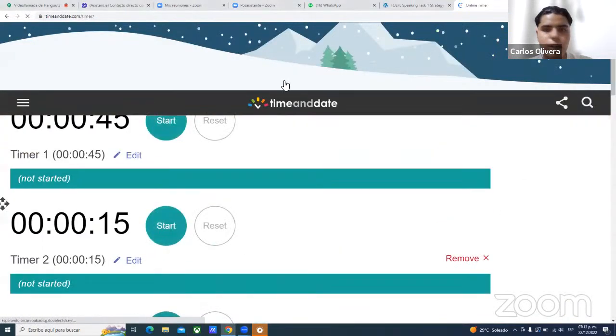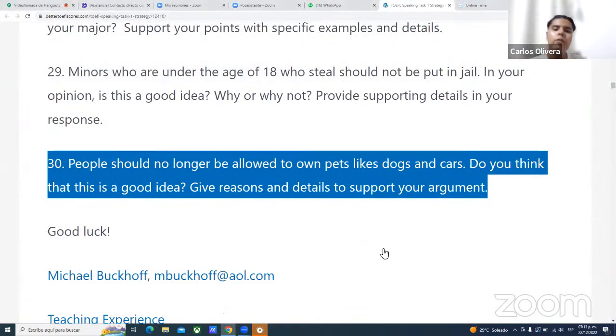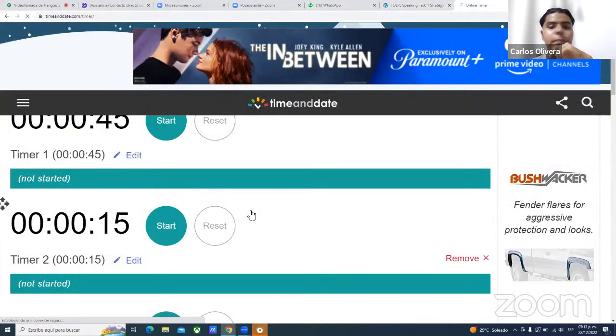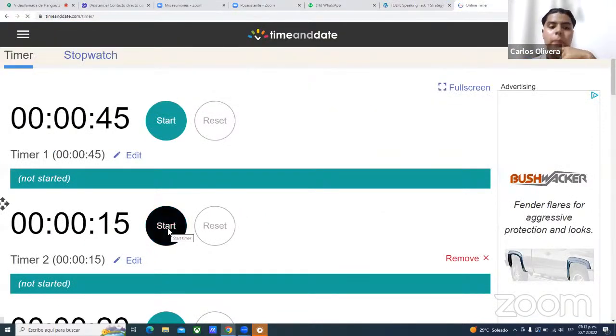Great. So I'm going to read the question. It says the following. People should no longer be allowed to own pets like dogs and cats. Do you think that this is a good idea? Give reasons and details to support your argument. Okay, now that you have read the question, please start, all of you, preparing your responses for this question now.